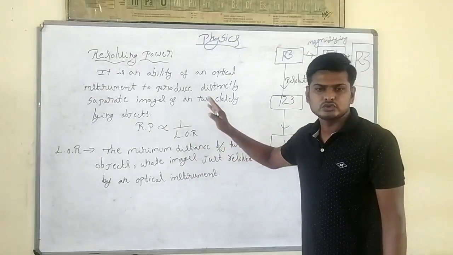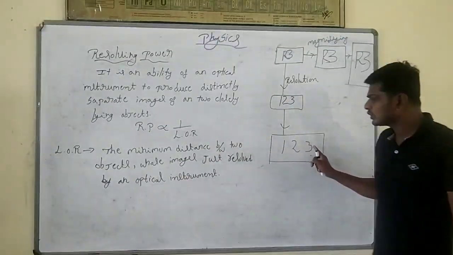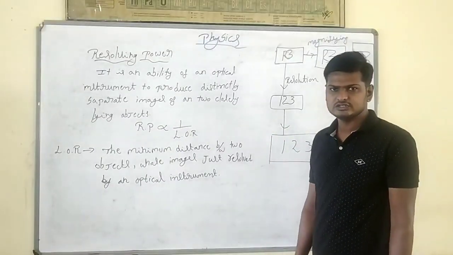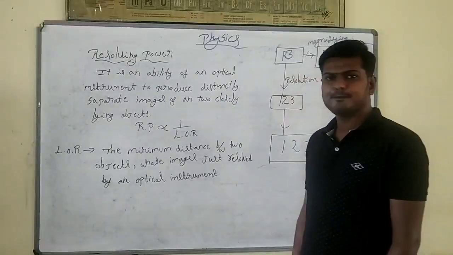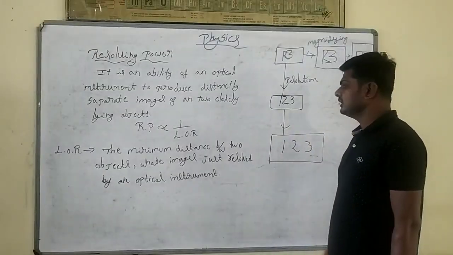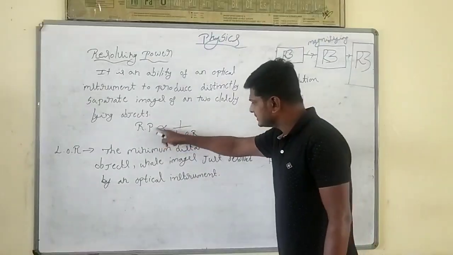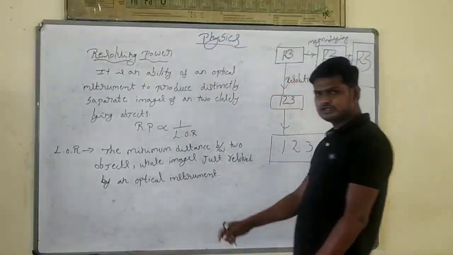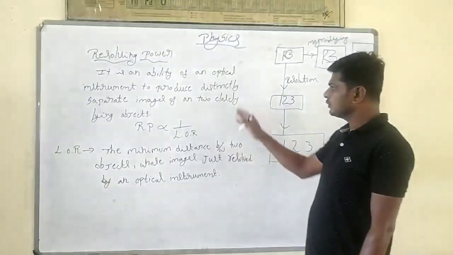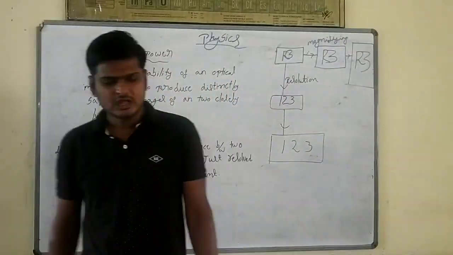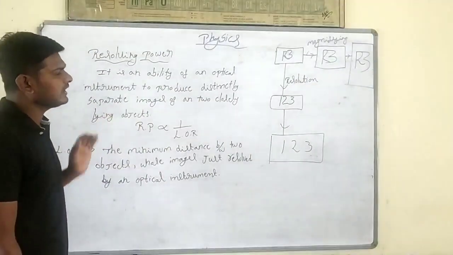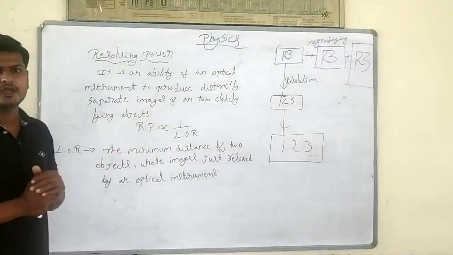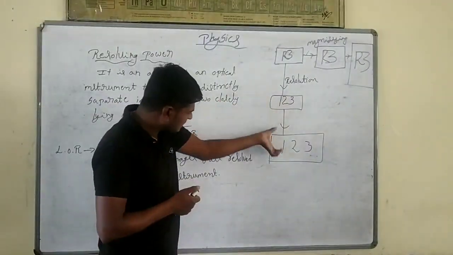This we call the limit of resolution: the minimum distance between two objects whose images are just resolved by an optical instrument. Resolving power is inversely proportional to limit of resolution. It is simply the ability of an optical instrument to produce distinctly separate images of closely lying objects. I think you got the idea of what is meant by resolution and resolving power. Here resolving power will be less, here resolving power will be more.